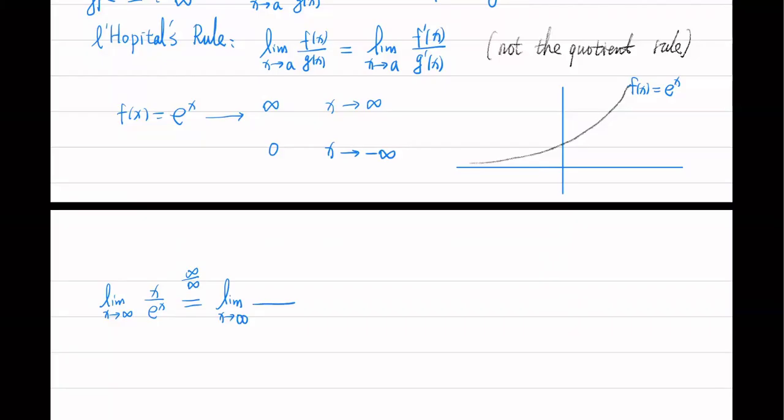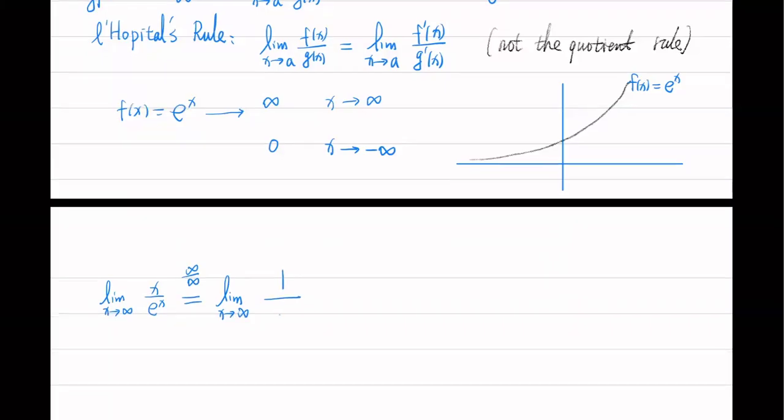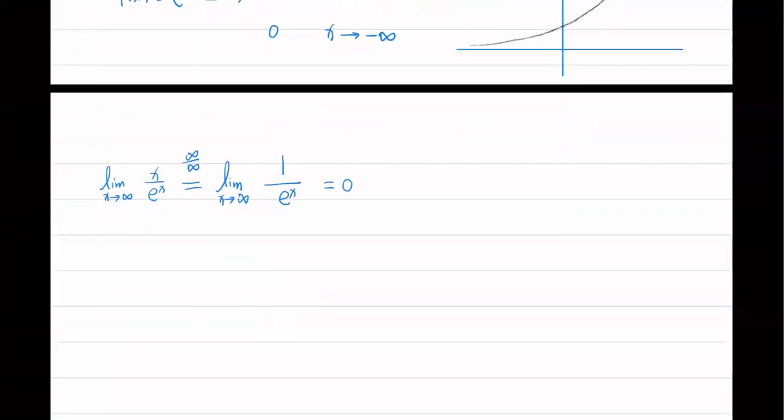Derivative of the numerator. Derivative of the denominator. Okay, what's the limit? The numerator is 1, the denominator goes bigger and bigger. What's this fraction? It will go to 0 because the denominator goes to infinity. Okay, nice. Now, next one, limit.